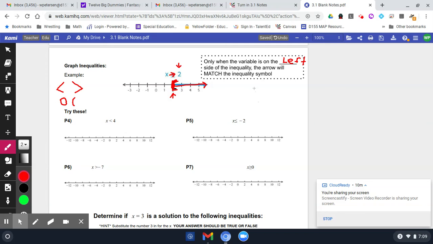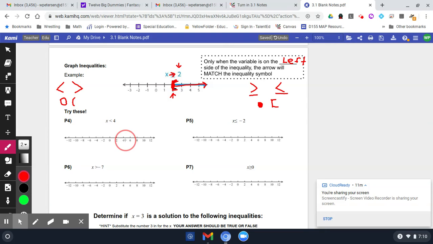Okay, when we have a symbol like this with the equal to sign under it, we need to use a closed circle showing that it's including the number that we're starting on, or a bracket. Which is why up here where it was greater than or equal to, we use the bracket or the filled in circle. You do not have to use both. You can choose. So on this one, I see I'm going to start at my 4.